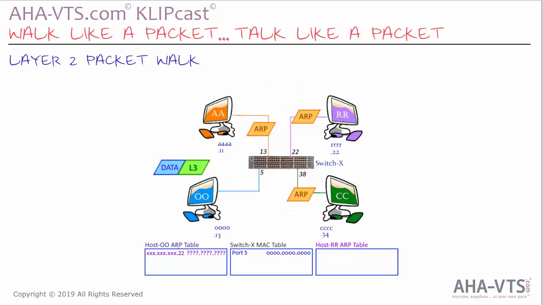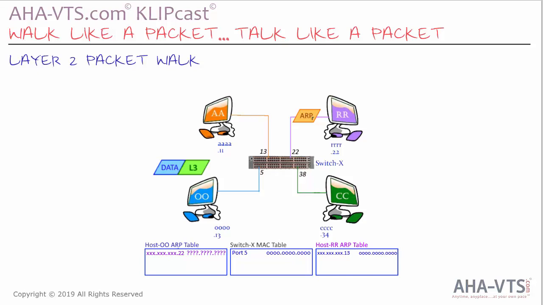When host AA and CC receive the request, they drop it immediately since they don't have ownership of the IP .22. However, host RR accepts the request and processes it. Host RR learns the ARP mapping for the device that sent it, which is host 00, and updates its own ARP table. Next, host RR generates an ARP reply back to host 00, and this reply will be unicast in nature.